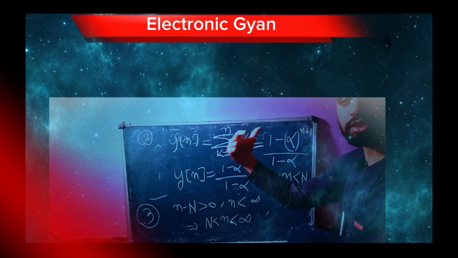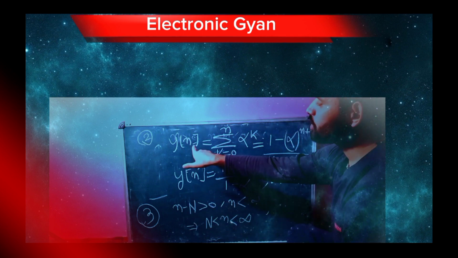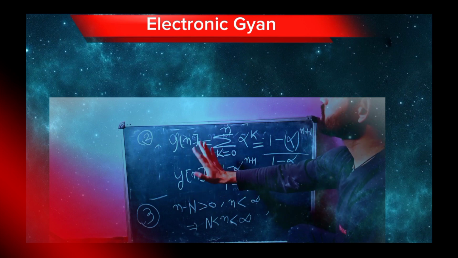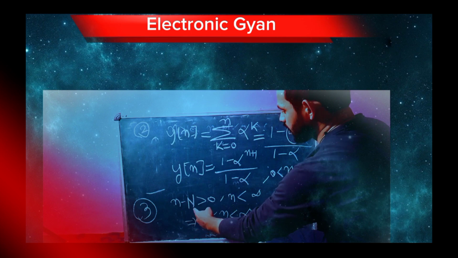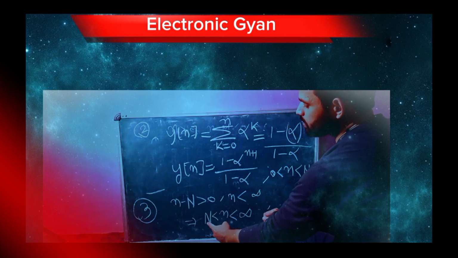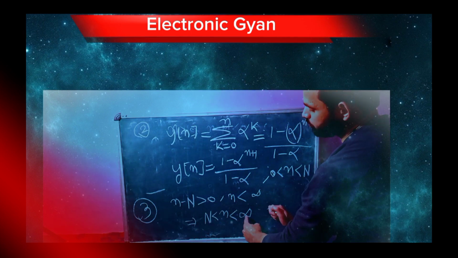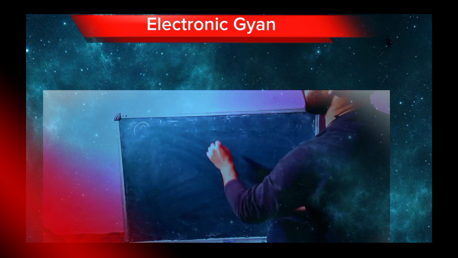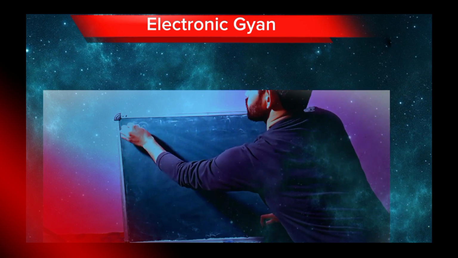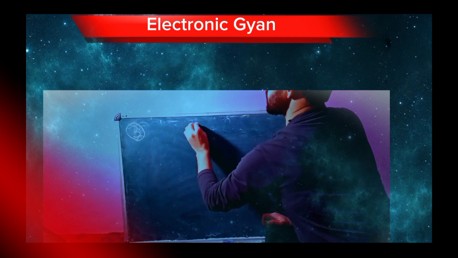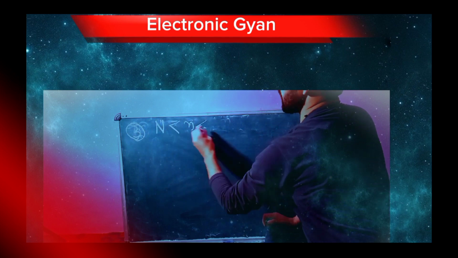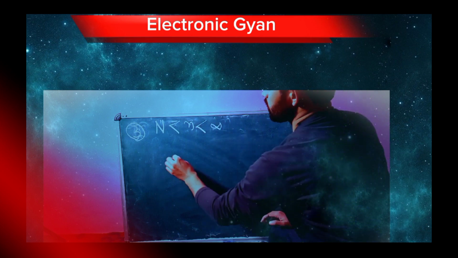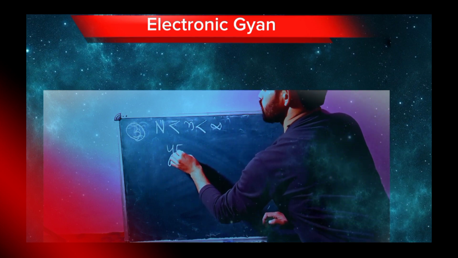First case, what we did in first case, n less than 0. We just kept n less than 0. For case third, n is lying from capital N to infinity, greater than capital N and less than infinity. So for this my output will be equal to what?